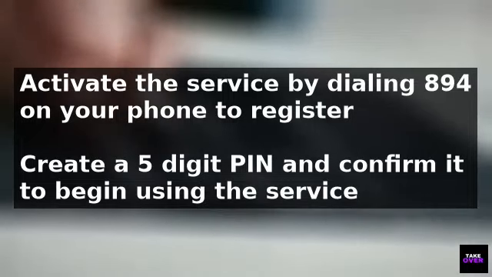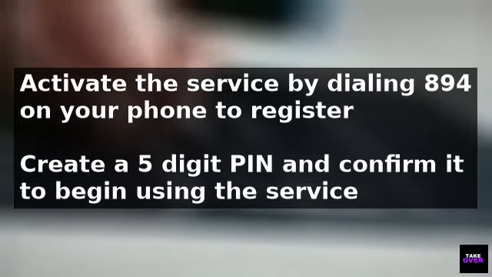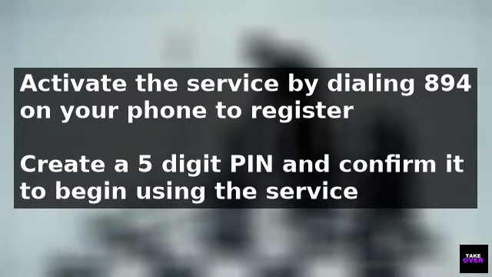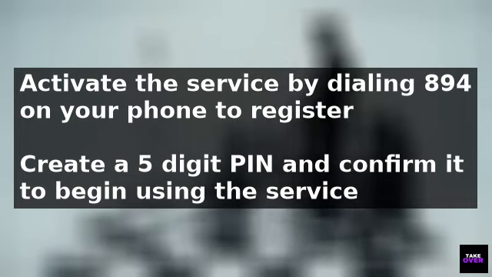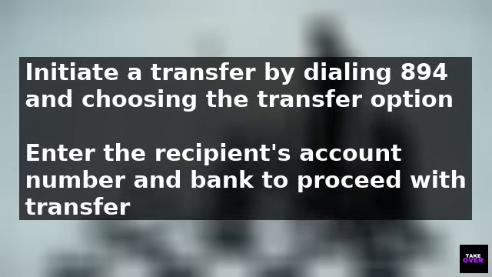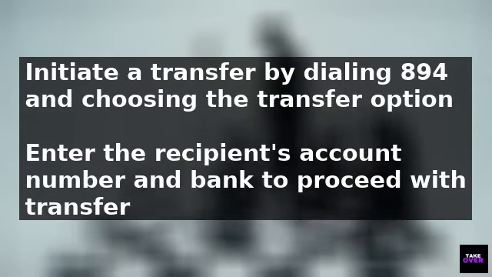To transfer money using the FirstBank USSD code, start by activating the service. Dial *894# on your phone. Select the option to register, and follow the prompts to enter your FirstBank account number. Create a 5-digit PIN. Confirm it, and you're ready to begin.